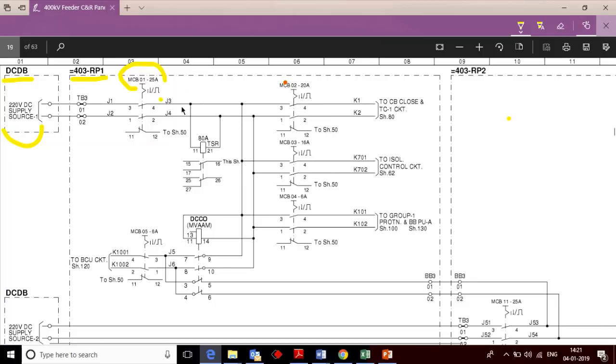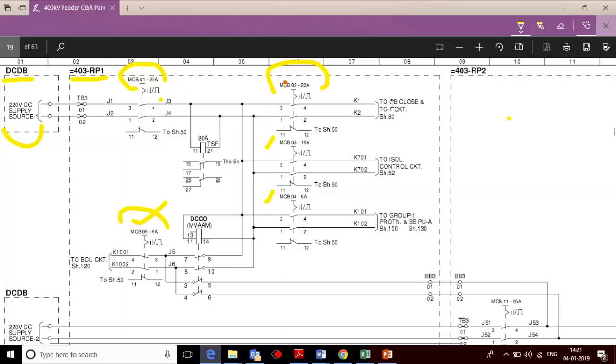Okay, now hereafter this positive and negative is going further, and then it is distributed here. It is distributed in the first part, that is going to the MCB2 of 20 ampere, and then MCB3 that is of 16 ampere, and then it is coming to MCB4 of 6 ampere, and again next here MCB5 of 6 ampere. Okay, so in 5 circuits here this DC is being distributed.